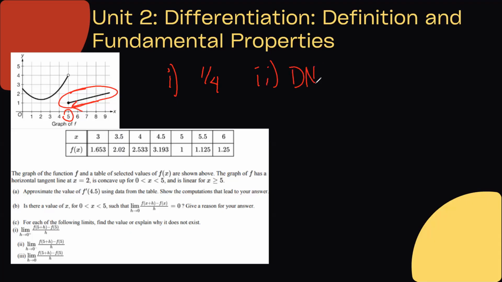II does not exist because in that difference quotient, the numerator is going to approach 3, but the denominator approaches 0, so that would go off to infinity. In the third one, the limit overall does not exist because the left-handed limit doesn't exist.